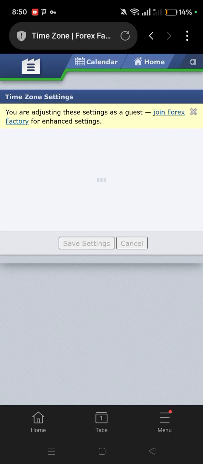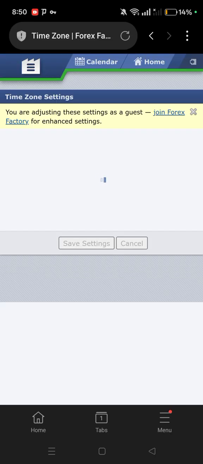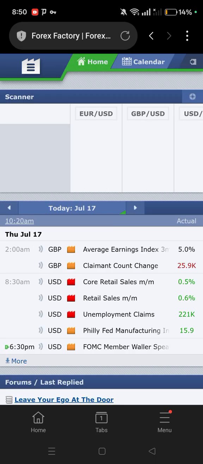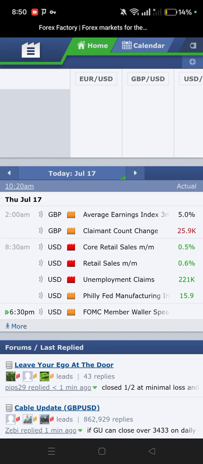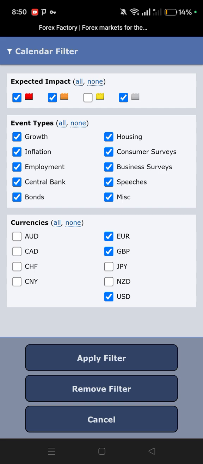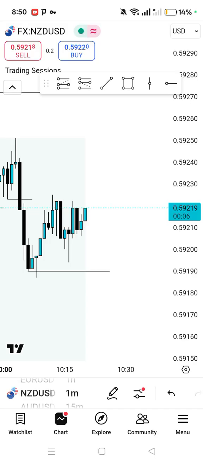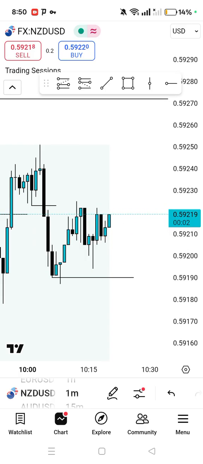10:20 a.m. Is that the current time? Eastern Standard Time. Yeah. Okay. There's basically no news at all. News already happened. So we're trading. We have nice trading conditions.